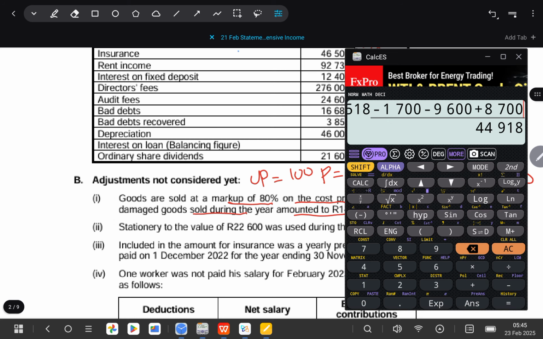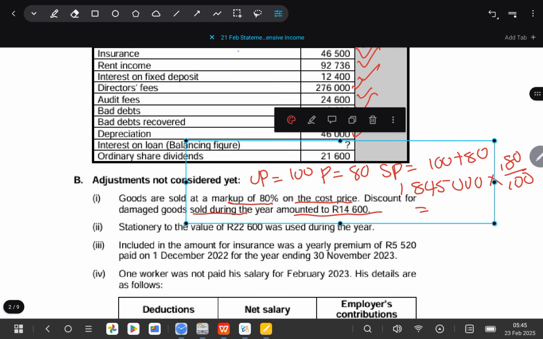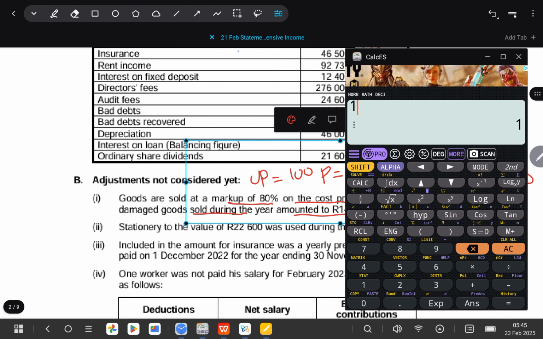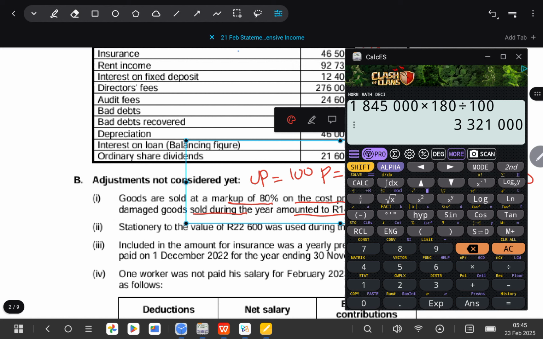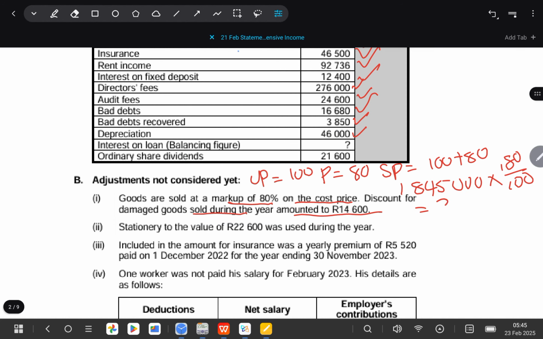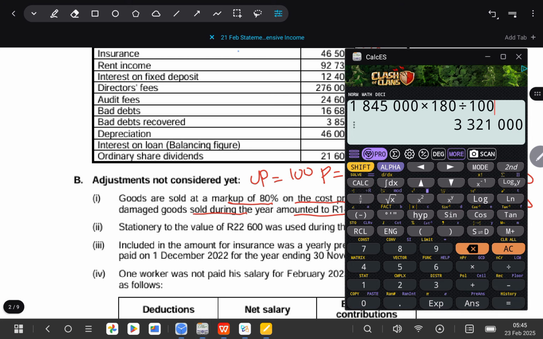So if you say 1,845,000, and you say multiply by 180, and then you divide by 100, it's going to give you 3,321,000. So we were supposed to get 3,321,000. But remember, guys, we have goods that were damaged. So it means we did not sell those goods by their original price.